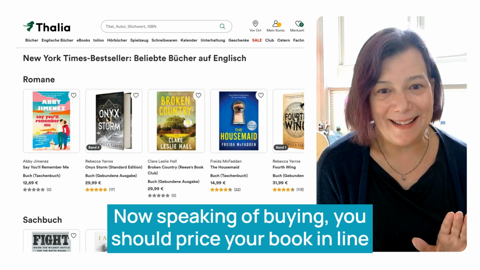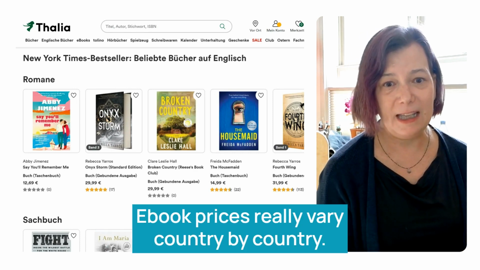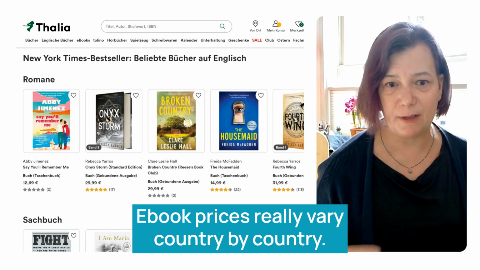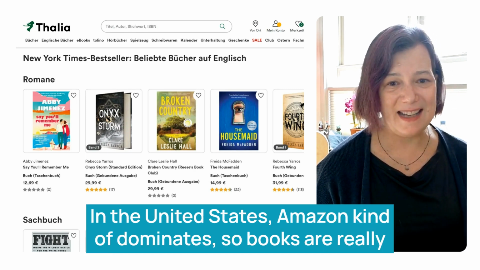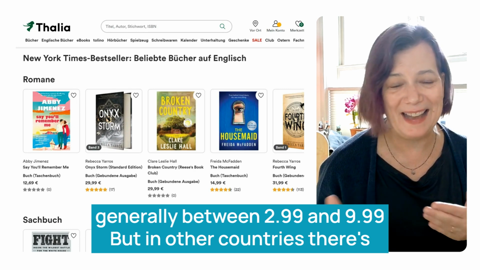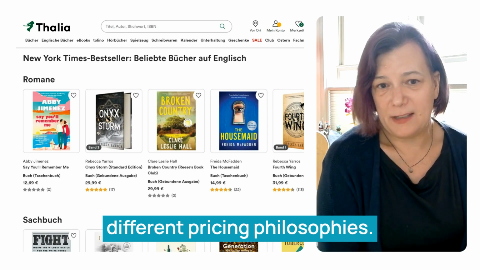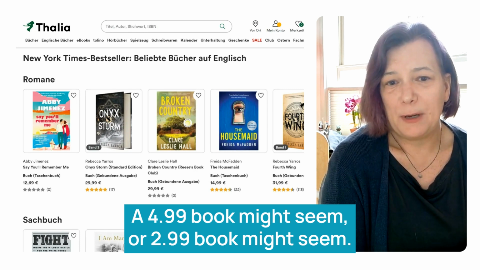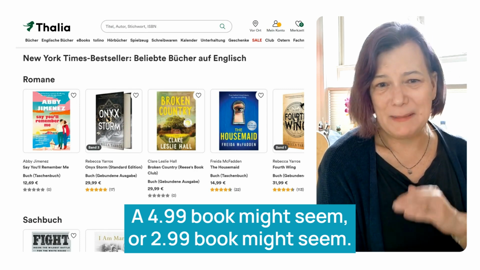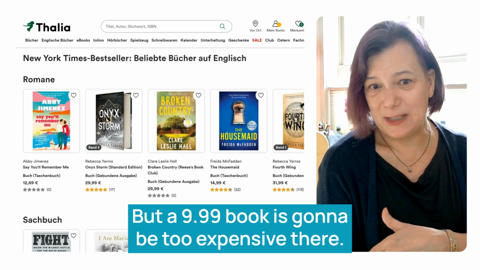Now, speaking of buying, you should price your book in line with other books in the country. Ebook prices really vary country by country. In the United States, Amazon kind of dominates, so books are generally between $2.99 and $9.99. But in other countries, there are different pricing philosophies. A $2.99 book might seem incredibly cheap in Germany, but a $9.99 book is going to be too expensive there.